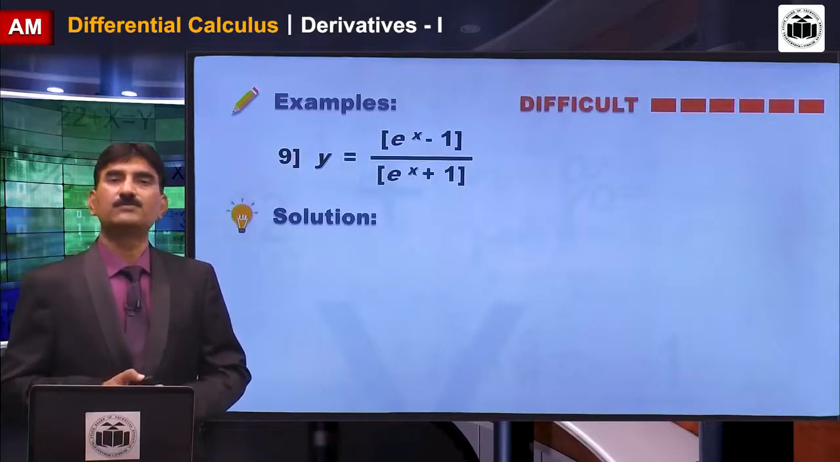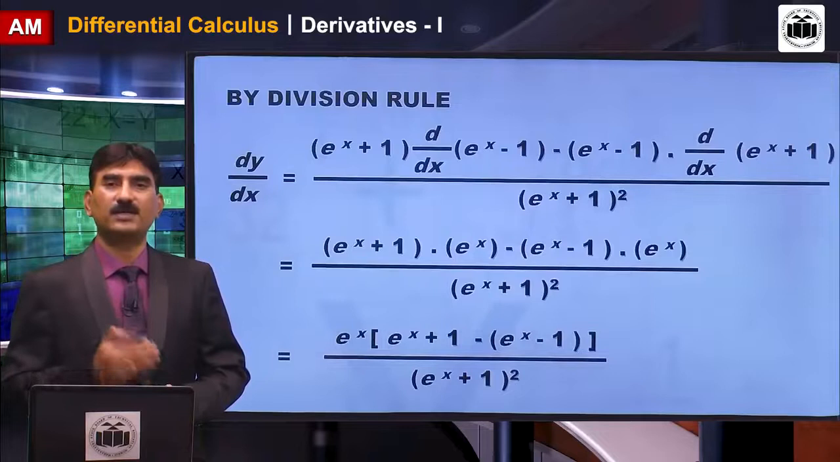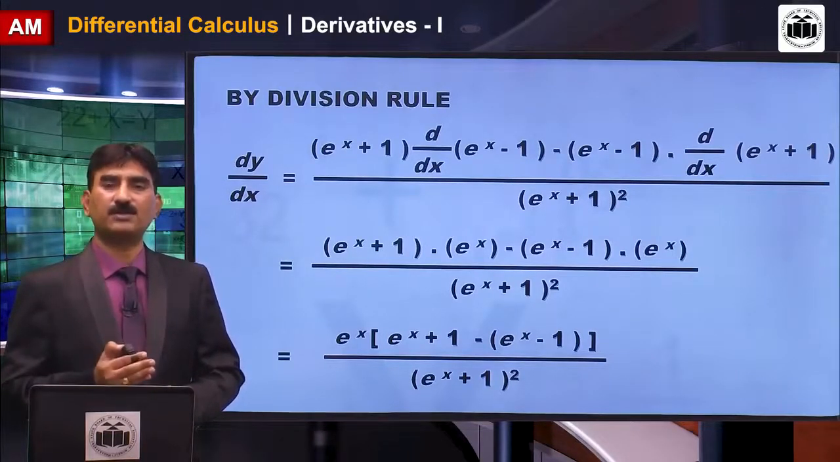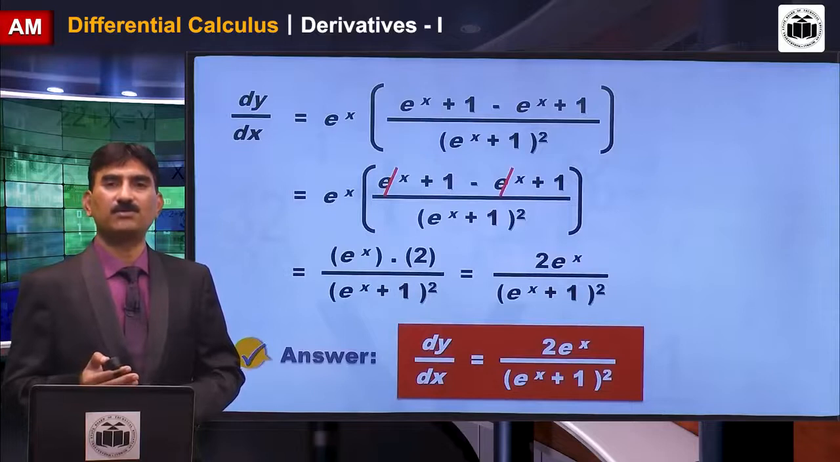Now here, apply the division rule. Denominator, derivative of numerator, minus numerator, derivative of denominator, upon the square of the denominator. Derivative of e raised to x minus 1: the derivative of e raised to x is e raised to x, the derivative of 1 is 0. So do the calculations, cancel out e raised to x, write down the final answer.